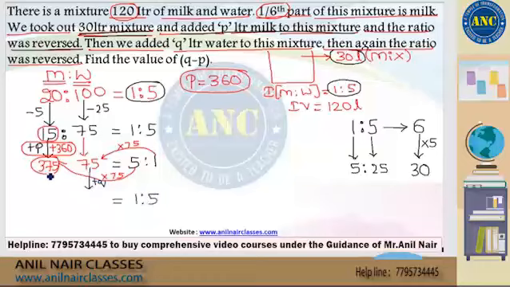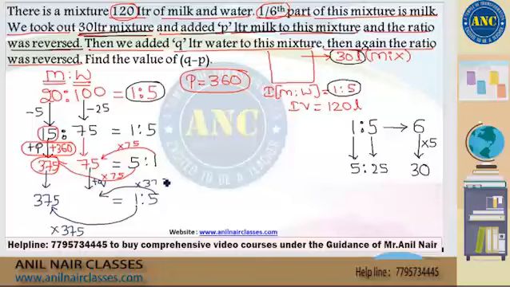Milk is not added. Milk is still 375 itself. According to ratio 1, according to question, 375. 1 into 375 is 375. 5 also multiply by 375. 5 into 375 is 1875. That means earlier it was 75 water. Now it is 1875 water. That means the added extra water is 1800. That is nothing but the Q value.